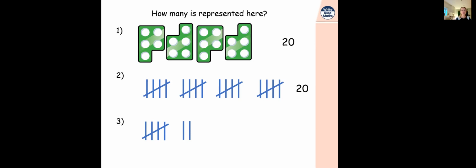Let's all shout it together on the count of 3. 1, 2, 3. What number? 7. That's right. We have our group of 5 there. And then we're adding on these 2 extra sticks. We've got 5, counting on 2, 6, 7.